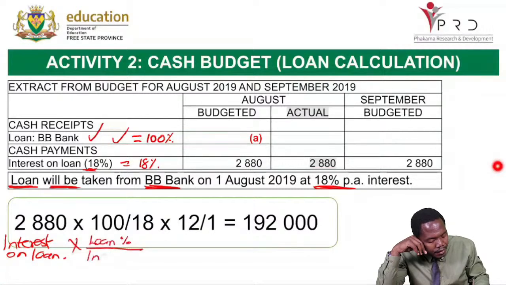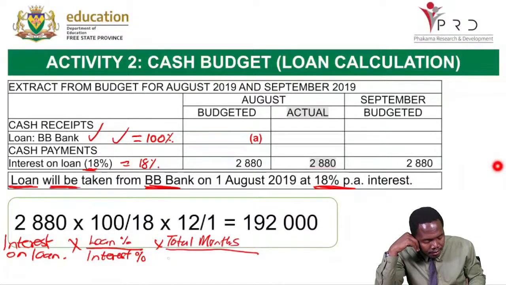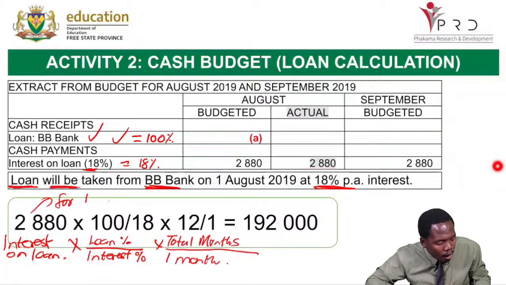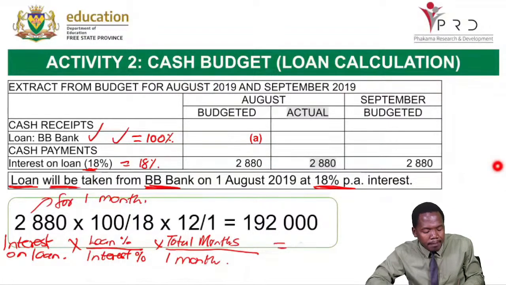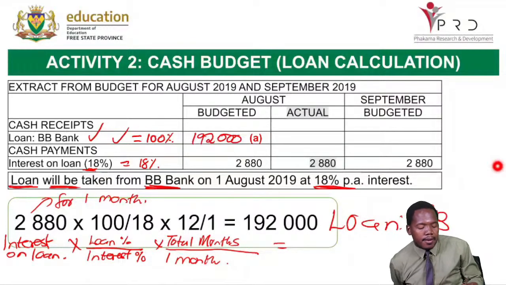percentage over interest percentage, multiplied by total months, over 1 month. Why 1 month? Because the 2,000 is for 1 month. Okay? Then the answer becomes 192,000. Meaning 192,000 is our loan BB. So we have our answer here, 192,000.